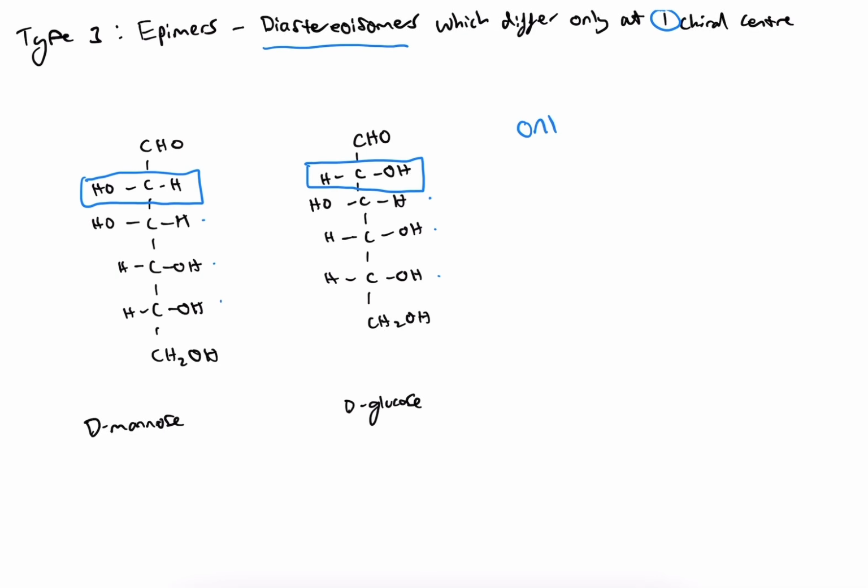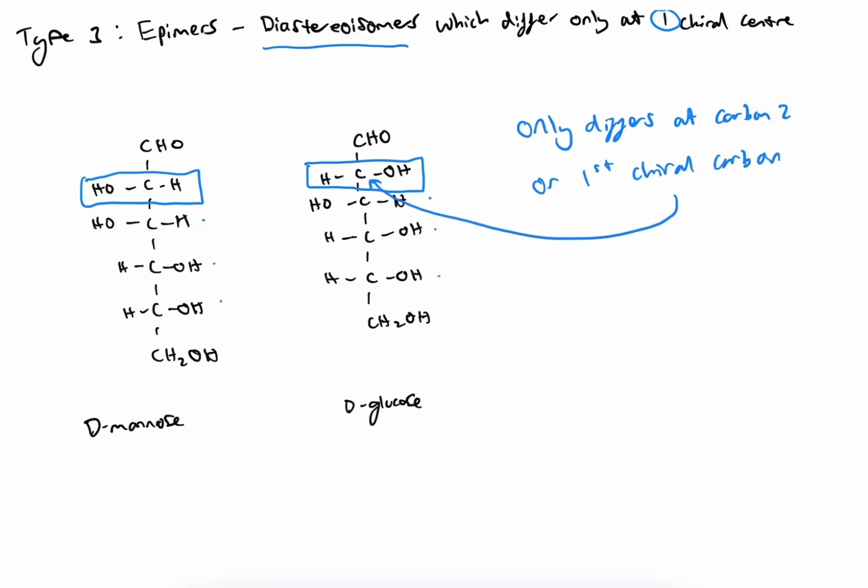So it only differs at carbon 2, or in other words, the first chiral carbon here. That's what makes it an epimer. So remember, it's a diastereoisomer again, but it only differs at one chiral center.